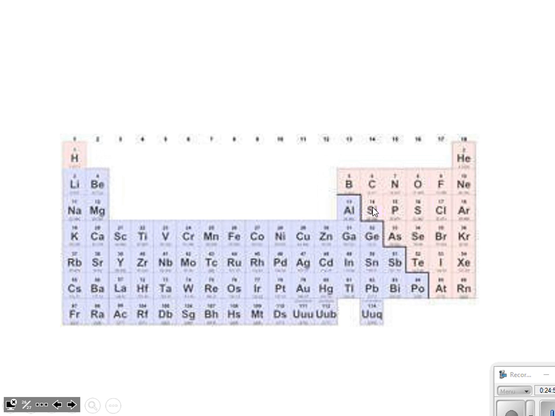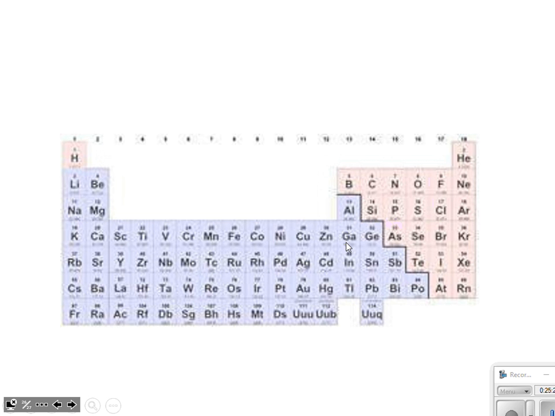What about silicon? Metalloid. What about carbon? What do you think carbon is? It is a nonmetal. I haven't said that yet. Nonmetals are on the right of the stair step. Metals are on the left. Okay? What about phosphorus? Nonmetal. Phosphorus is nonmetal.